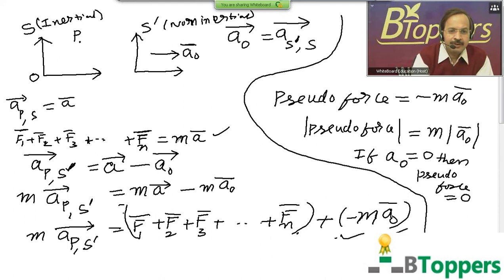And we get the same equation when we apply Newton's laws of motion in the frame S dash, which moves with constant velocity with respect to the inertial frame. That means the frame S dash can also be considered as an inertial frame of reference when it moves with uniform velocity with respect to the inertial frame S. That means if a frame of reference is moving with uniform velocity or constant velocity with respect to an inertial frame, we can consider that frame as another inertial frame of reference.